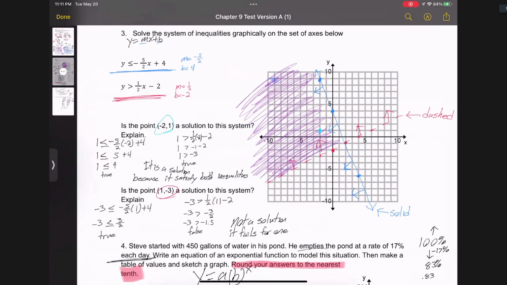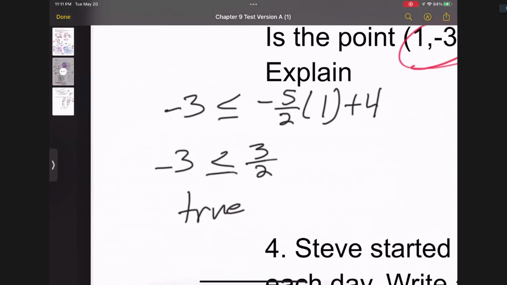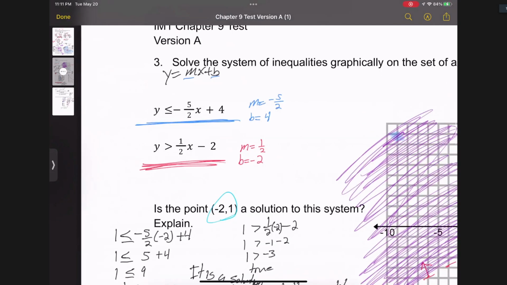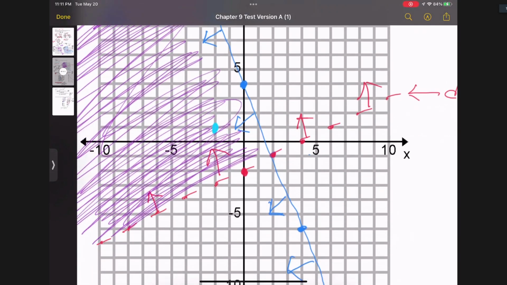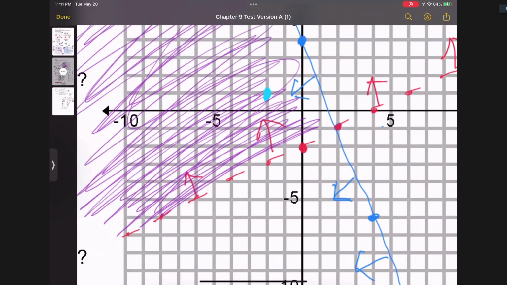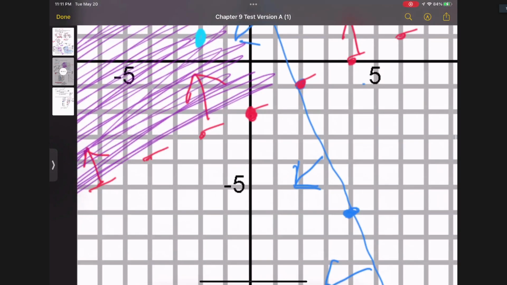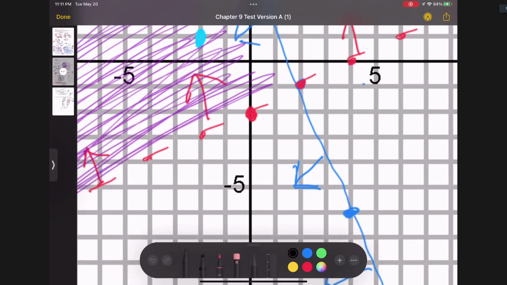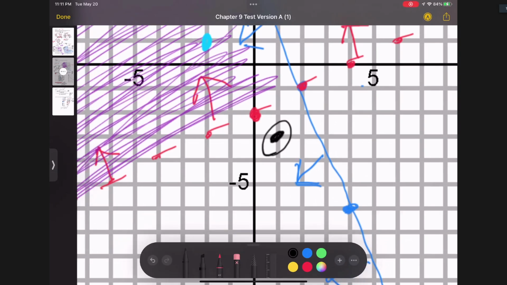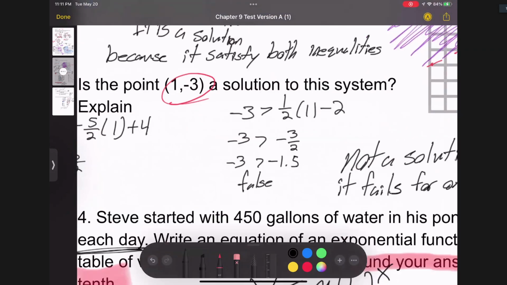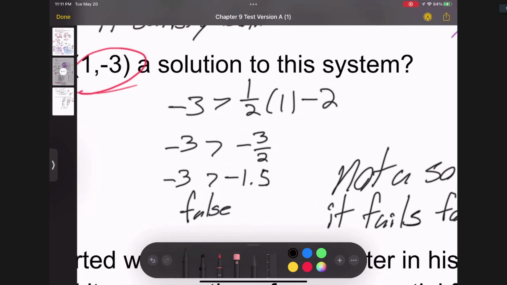Now, if I were to plug this point into this inequality, which is the blue one, it is going to be true. That is this point over... Oh, I didn't prove it over here. I guess I erased it. 1, 3, that's supposed to be right here. Oops, why is it not working? That is this point right here, encircled. It is true for the blue, but look, it's not true for the red. And it also proves right here it is a false statement. -3 is not greater than -1.5. So that is going to be a false statement.